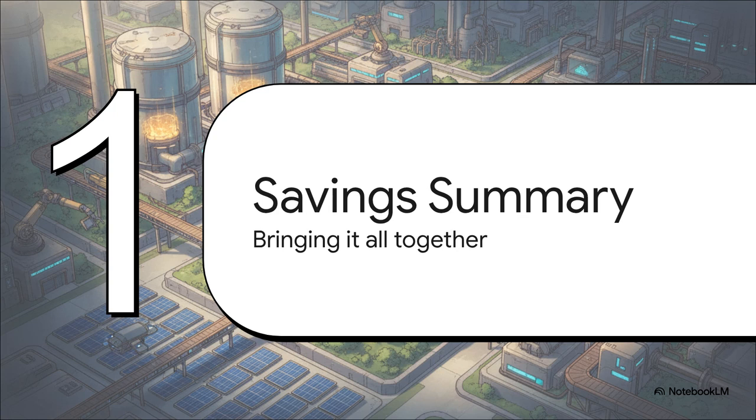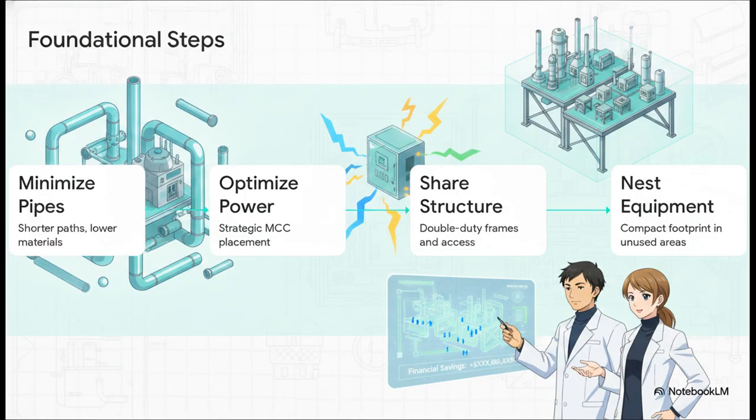So let's bring this conceptual tour to a close with a quick summary of those total economic savings. To recap, our 4 foundational steps are: minimize your pipe runs, optimize your power distribution, share your structural supports, and nest your equipment. The really crucial point to take away here is that none of these are isolated design choices. Every single time an engineer places a reactor close to a fractionator or slides a pump under a pipe rack, those micro decisions compound into massive, macro-level financial savings over the entire life of the plant.